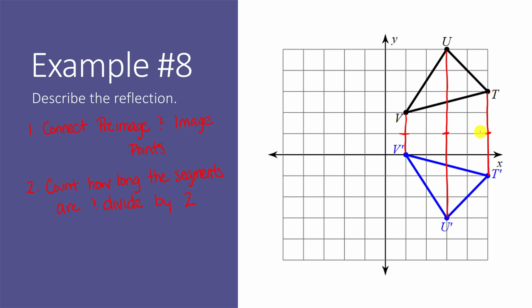And now we can connect these hash marks, these little dashes. And that gives us our line of reflection. So this one would be a reflection over the line. And this is across the line y equals 1 because it goes through the y-axis at 1.